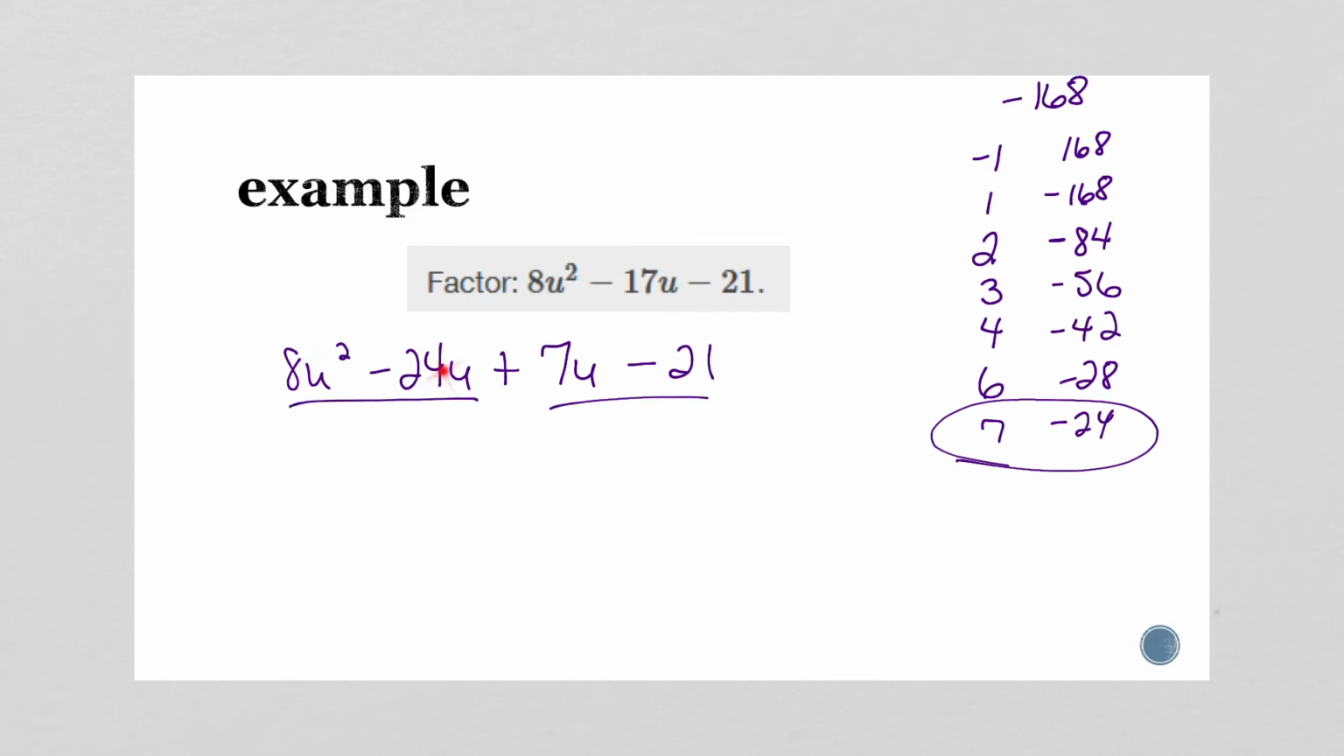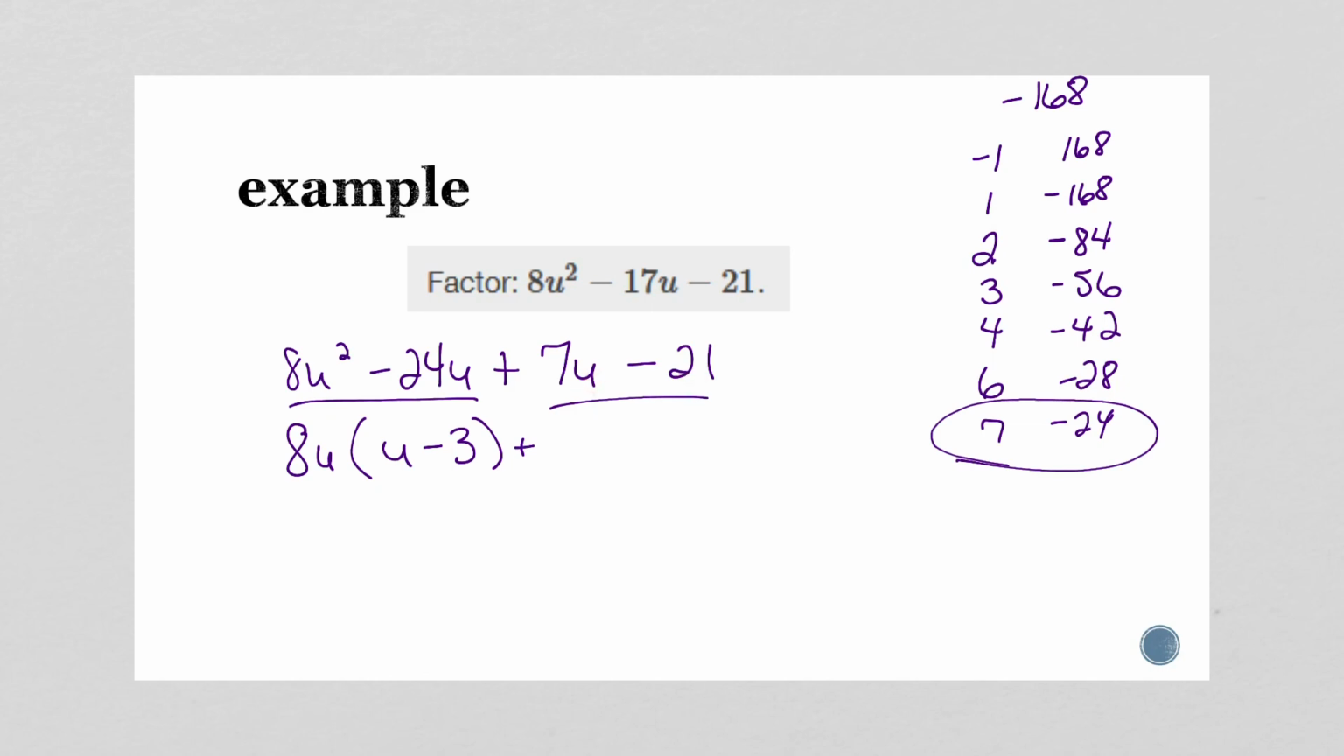Okay, so what do these two terms have in common? They have an 8 and they have a u in common. So what times 8u would give you 8u squared? U. And what times 8u would give you negative 24u minus 3? Now, remember this is a plus, so we're going to write down plus.